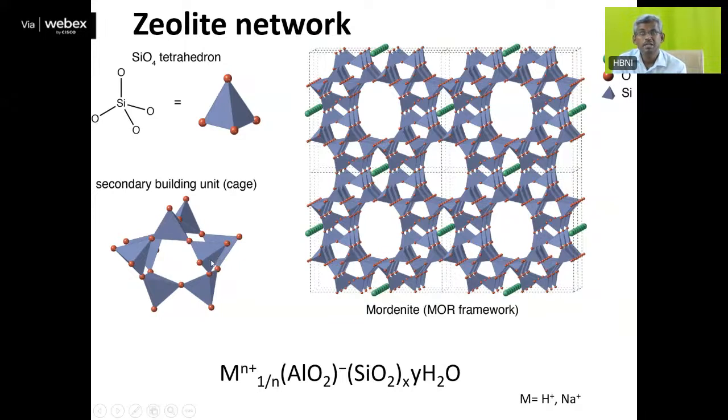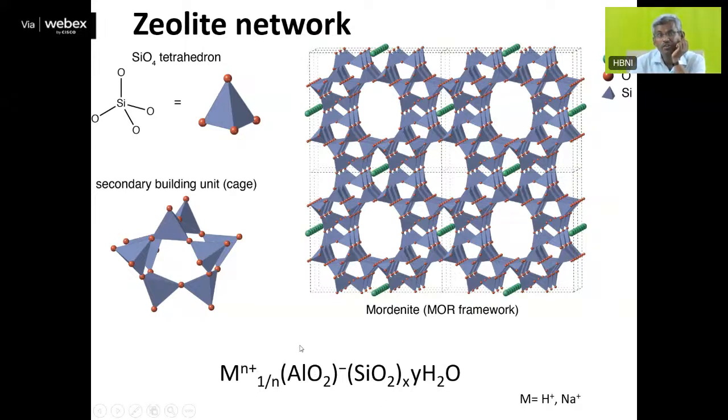In an aluminium tetrahedron, aluminium is at the center, and we have 4 oxygen. This structure is similar to this one only. So we have interchanging silicon and aluminium tetrahedra to make a network of similar type. These are all in zeolite. This type of network exists.